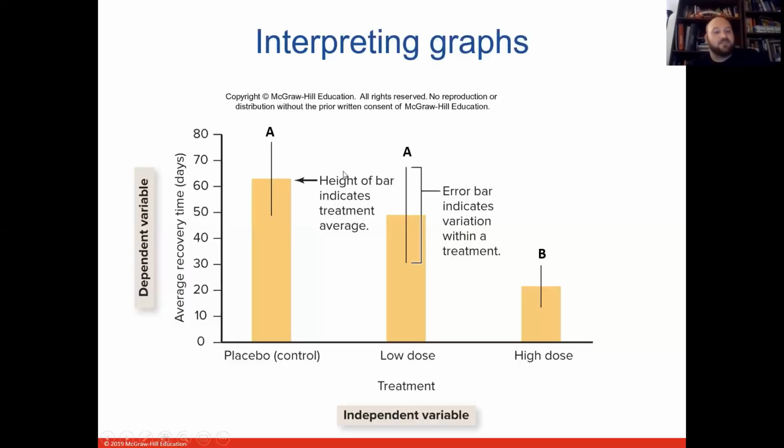In this case, again, they did the follow-up statistical analysis, and you see that the placebo and the low dose both are in the same group. They have that letter designation of A, whereas the high dose has the letter designation B. So in this case, it looks like the high dose actually decreased the average recovery time by quite a bit. So there's a statistically significant difference, which is good.